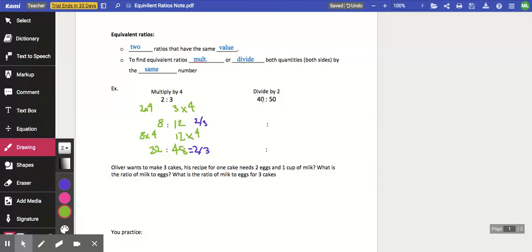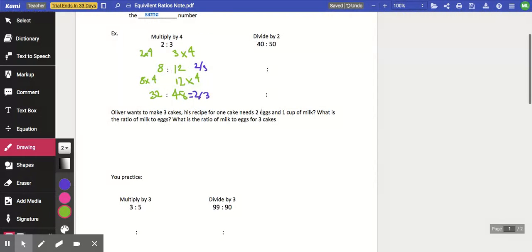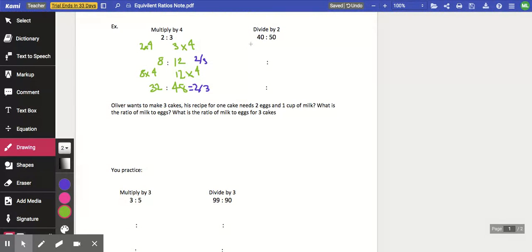So this one says divide my ratio by 2. So I'm going to take 40 and I'm going to divide it by 2. 40 divided by 2 is 20. And then I'm going to take 50 and I'm going to divide it by 2. And 50 divided by 2 is 25.